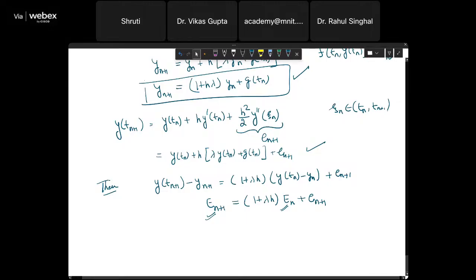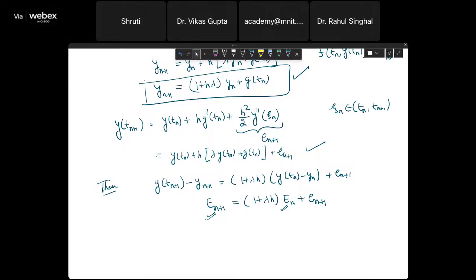With the help of this, now we can write down the sequence of global truncation errors obtained at the different steps, meaning we are putting n equal to 1, 2, 3, etc. and getting the global truncation error at different time steps. At the first step, E1 will be 1 plus lambda E naught plus small e1. The capital E naught, which is the global truncation error at the initial step, will be 0 here. So simply this part will become E1.